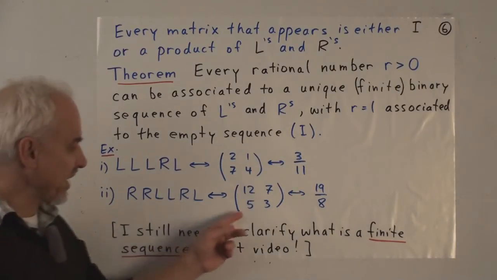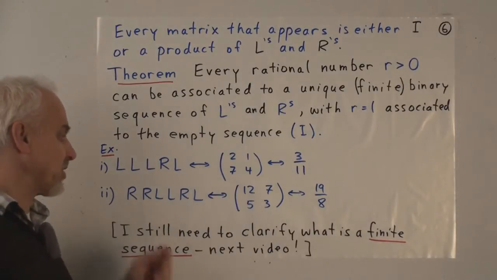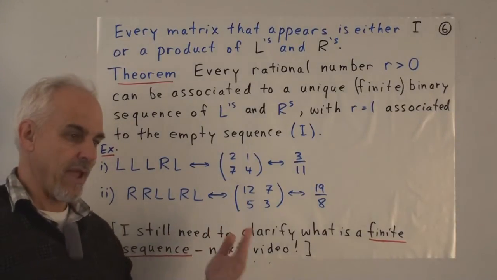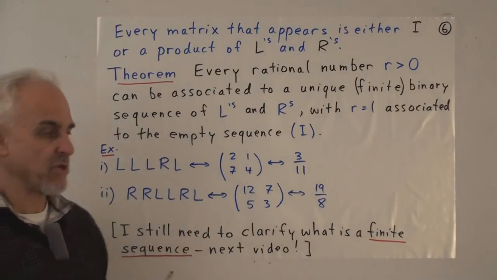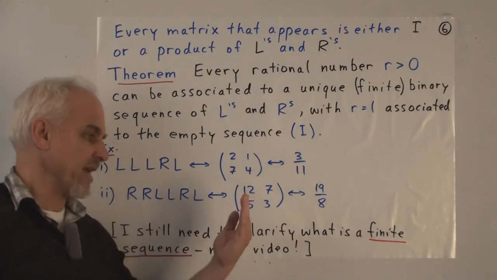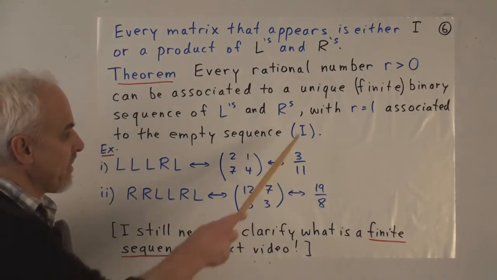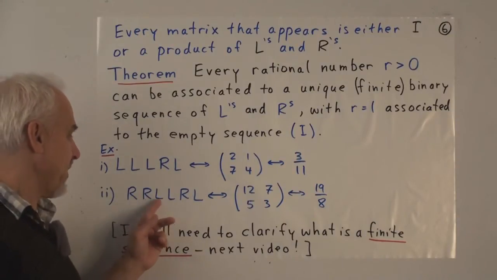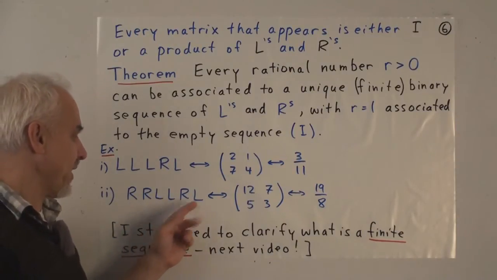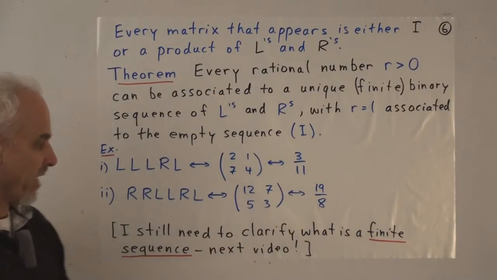The most efficient way of checking this is not by doing the matrix multiplication, but just remembering that the operations correspond to either adding the second row to the first row, that's an L operation, or adding the first row to the second row, that's the R operation. So if you start with the identity matrix and you do the RR operation, and then the LL operation, and then R and then L, you're going to get this matrix, corresponding to 19/8.